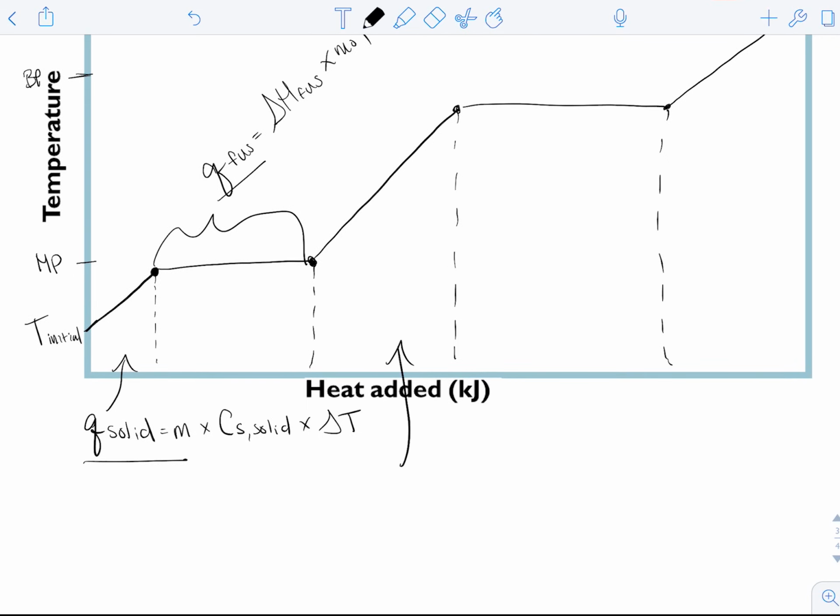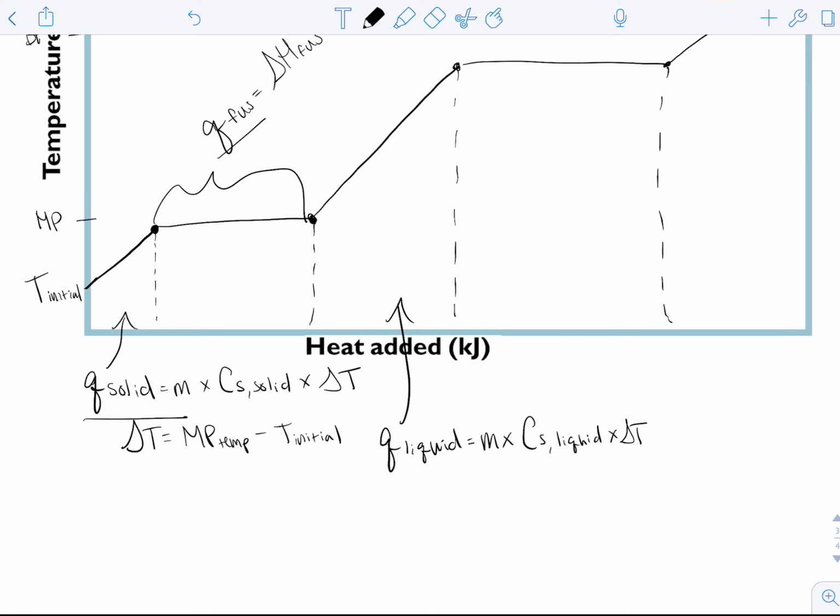Once we get here, our Q of our liquid will equal our mass, which is going to be the same throughout, times our specific heat of our liquid times our change in temperature, which is going to be the change in temperature between our melting point and our boiling point. Right? So here, with the solid, our delta T is equal to final minus initial, so melting point temp minus T initial. Our fusion, we are not changing temperature. When we get to our liquid, our delta T is equal to our boiling point temp minus our melting point temp.